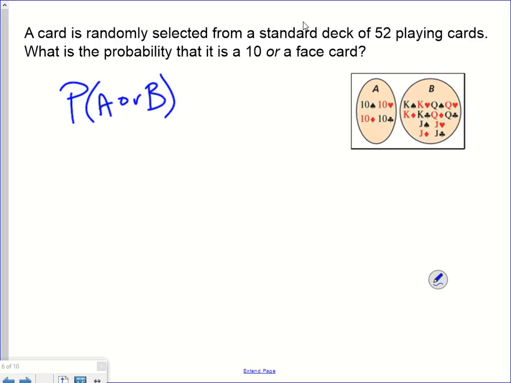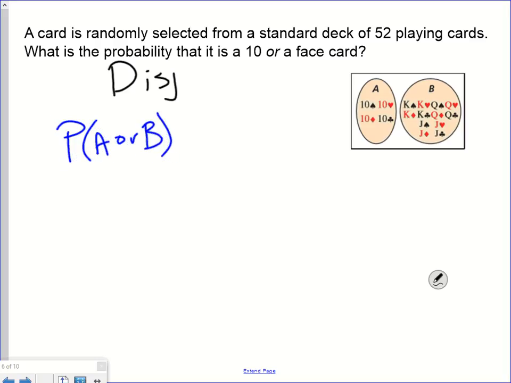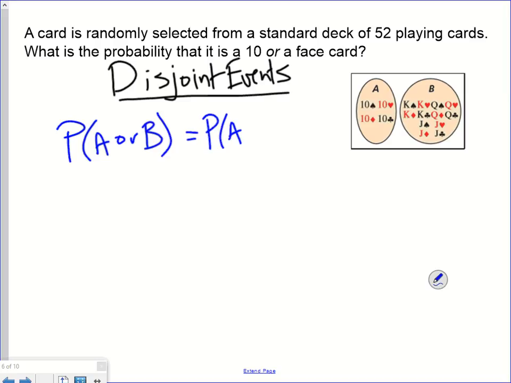And here we're using, I guess I should write it, disjoint events. In every problem, I think a good first step is to figure out, are we dealing with disjoint events or are we dealing with overlapping events? With disjoint events, we know our formula is P of A or B equals P of A plus P of B. Pretty straightforward. So how do we solve this? What is the probability of A happening? What is the probability that we draw a 10?